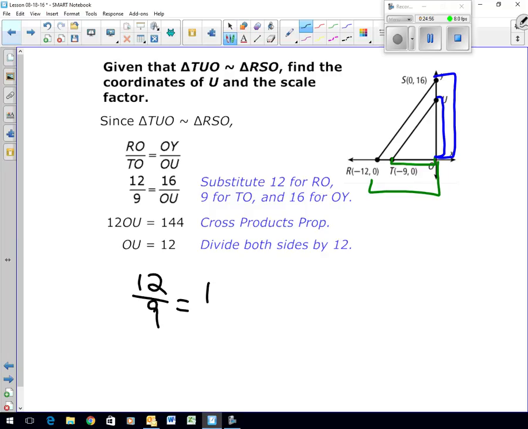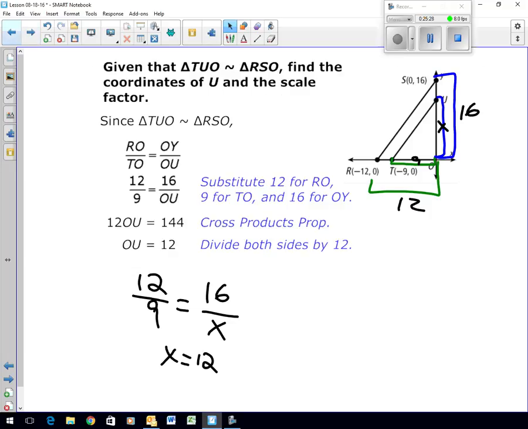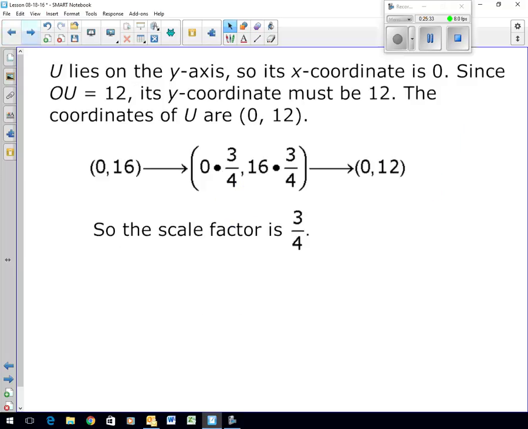All they did was they took this length of 12 and set it over 9. They took this length of 16 and set it over x with a variable. We cross multiplied and solved for x to get x equals 12. Then we put that into an actual coordinate point and found a scale factor. What did I multiply by to go from 12 to 9, 16 to 12? You'd end up with 3/4.